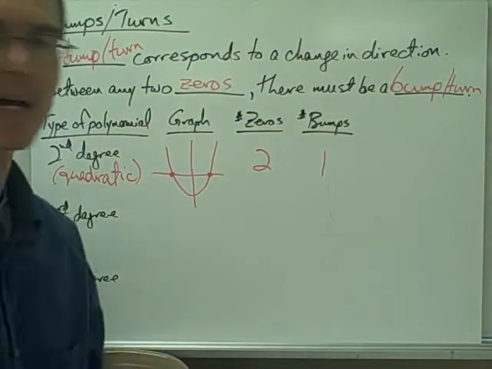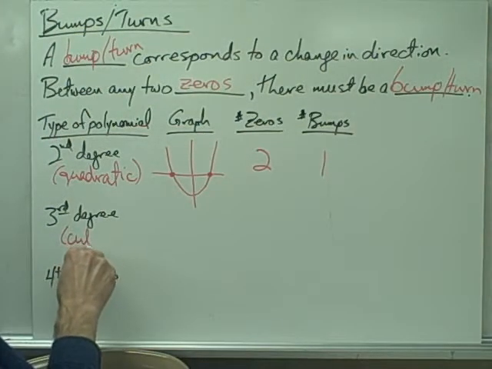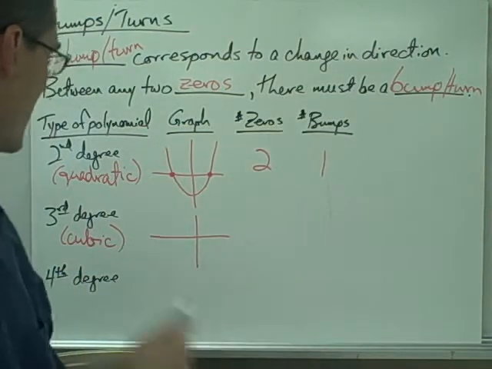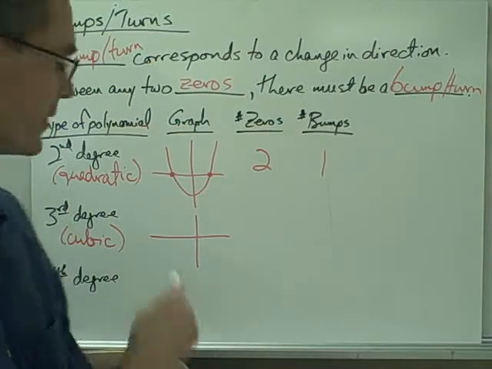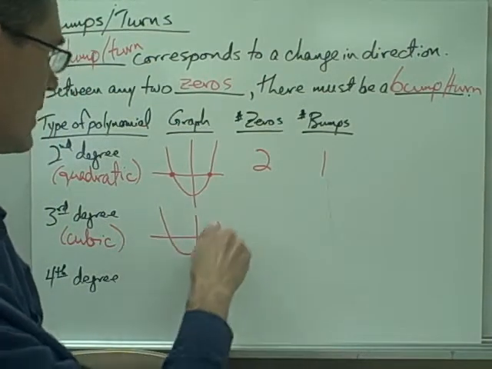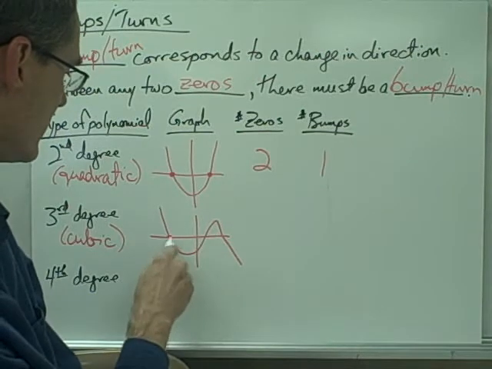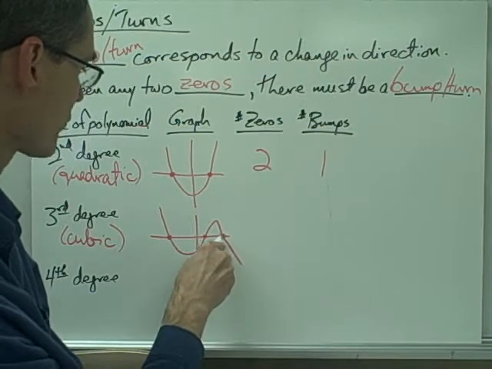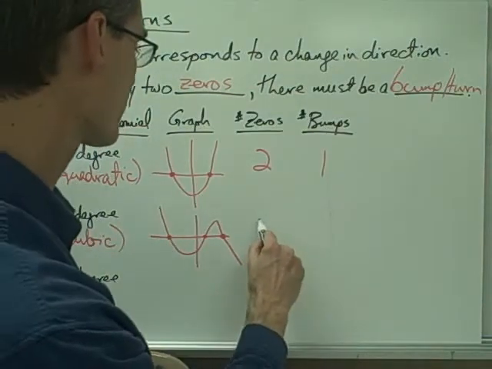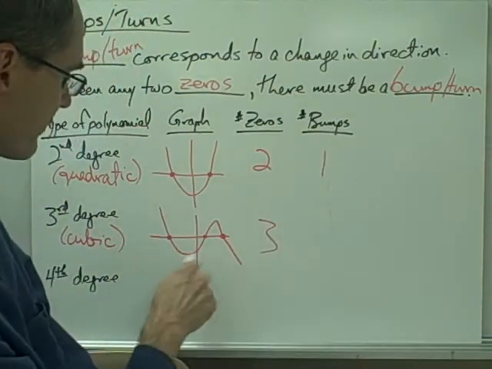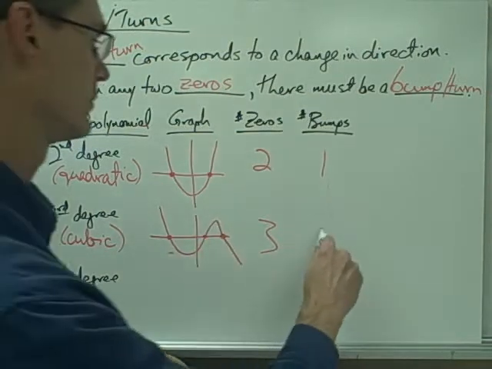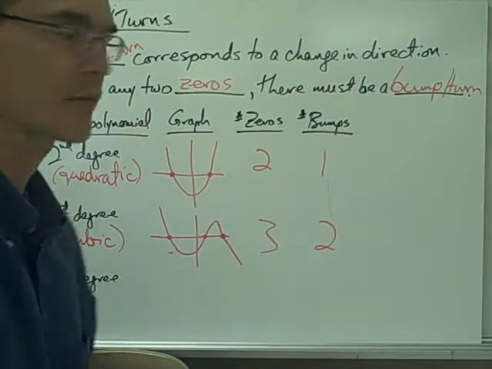If I have a third degree polynomial, also called a cubic polynomial, the typical shape of a third degree polynomial is going to look something like this. And notice I've got 1, 2, 3 places where this graph crosses the x-axis, which means I have 3 zeros. And the number of bumps I have for this graph is 1, 2. So I have 2 bumps, 3 zeros.